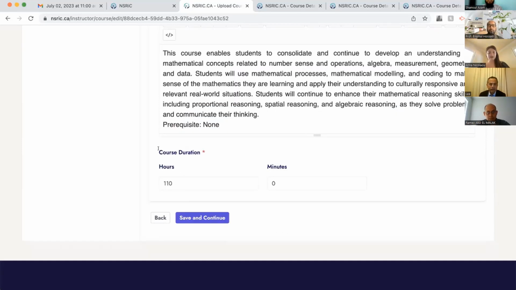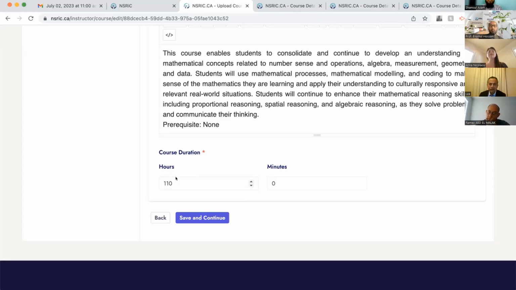So then we have course duration. What I want to mention with this isn't just the lecture duration. This isn't just how many hours of lectures there are. This is how many overall hours the course goes through. For any high school course, the ministry says it's 110 hours. So that's what I put here.